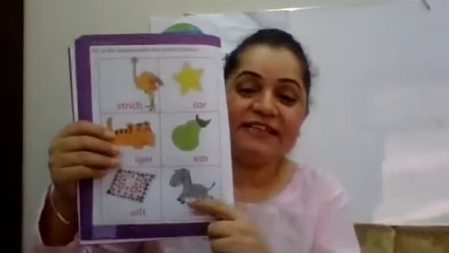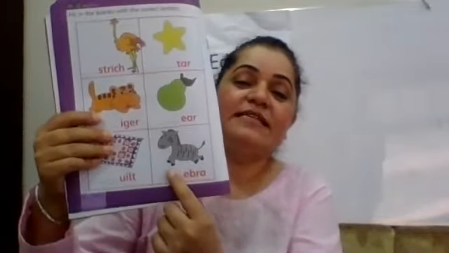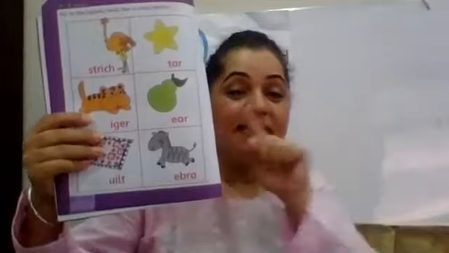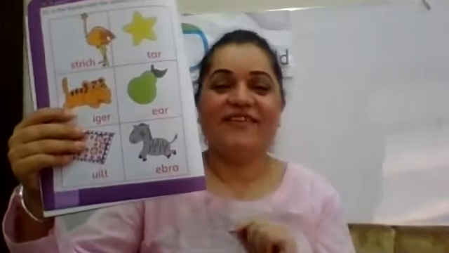And the last is zebra. Zebra. Z is for zip. Z is for zebra. Z is for zigzag. So we're going to write a small z here. Zig, zigzag. Right? Good.